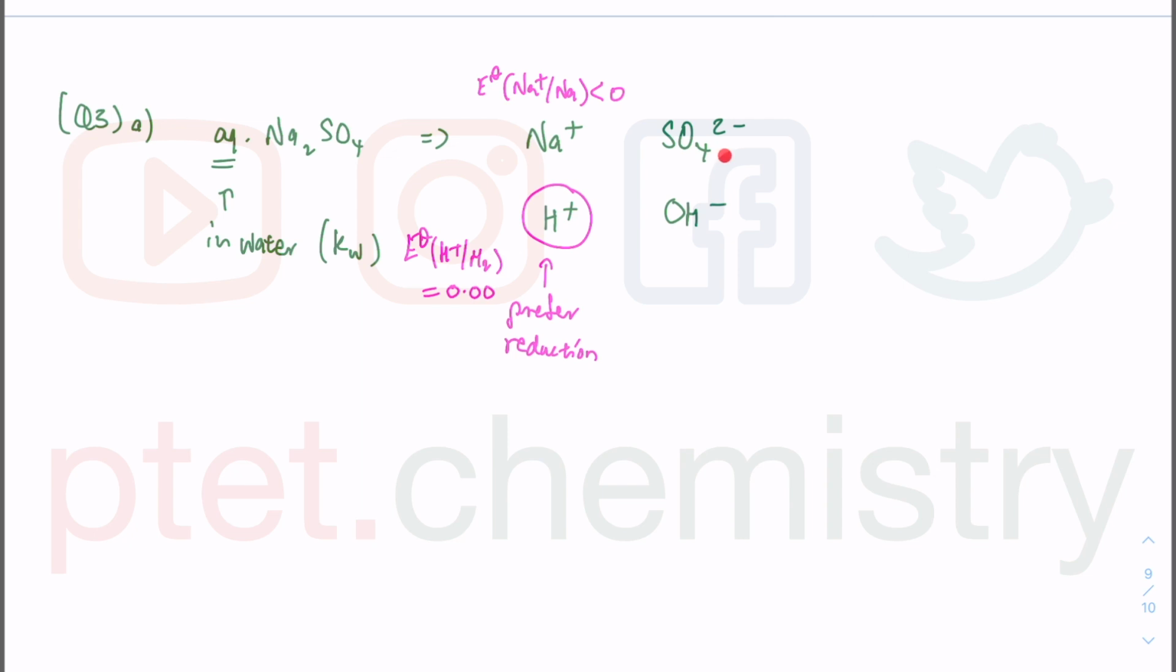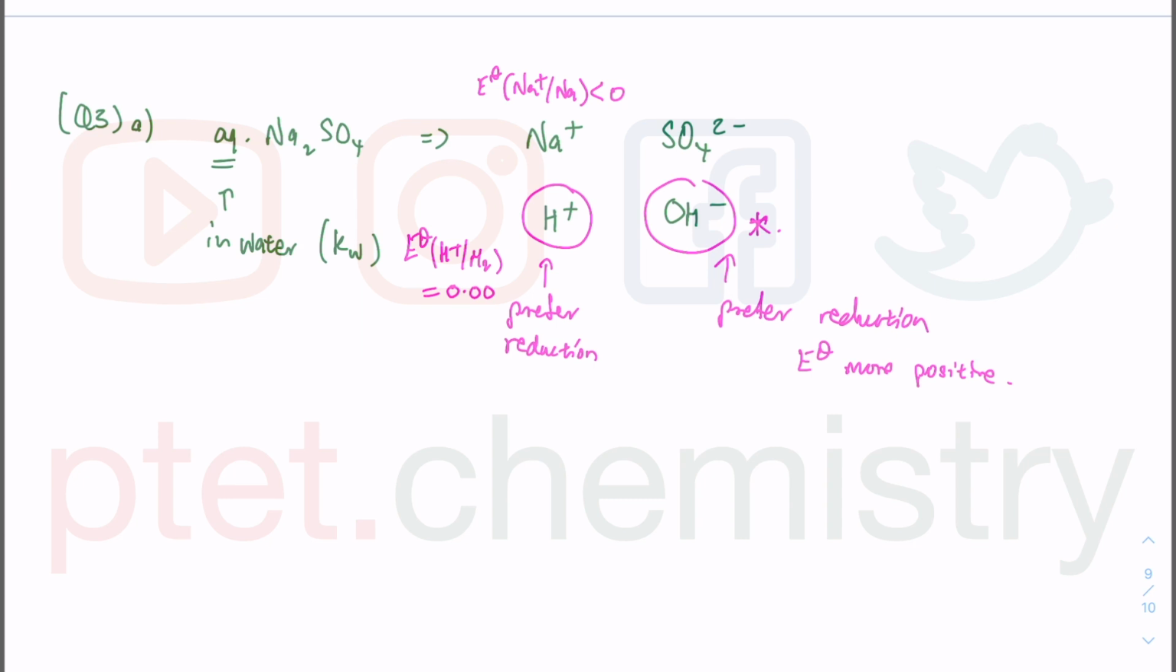Between the SO4 2- and the OH-, the OH- will get preferentially discharged because the E0 is more positive. You have the data booklet to decide all these, or you can just use your O-level or IGCSE experience between the sulfates, the polyatomic ions, and the hydroxides. The hydroxide almost always gets discharged because of its more positive E0.